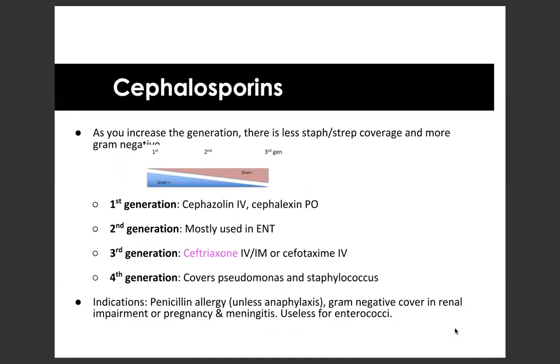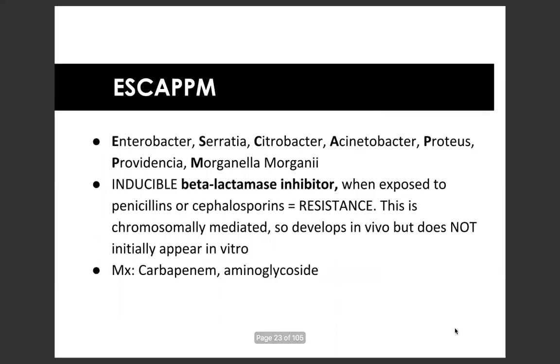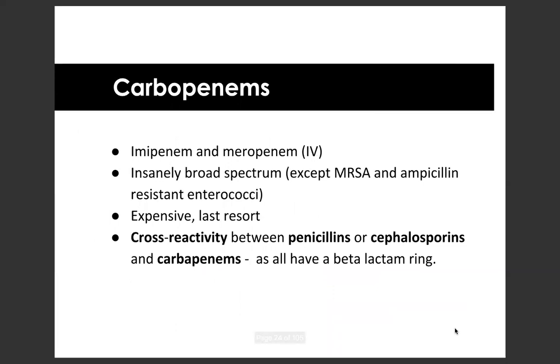Next antibiotic class is cephalosporins. The main thing to know is that as you increase the generation, there's more gram-negative coverage. And so I think the most common one we use in the hospital setting is ceftriaxone, which has really good gram-negative cover. This is probably not important, but I just include it here anyway. ESCAPPM organisms are known to have high risk of resistance to cephalosporins and penicillin, so just something to keep in mind. So moving on is carbapenem.